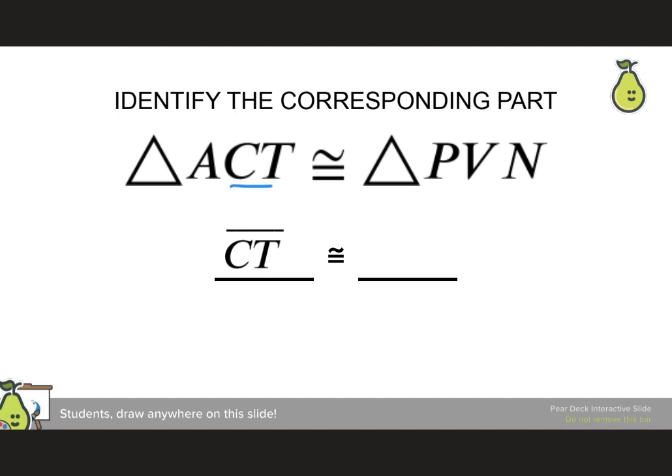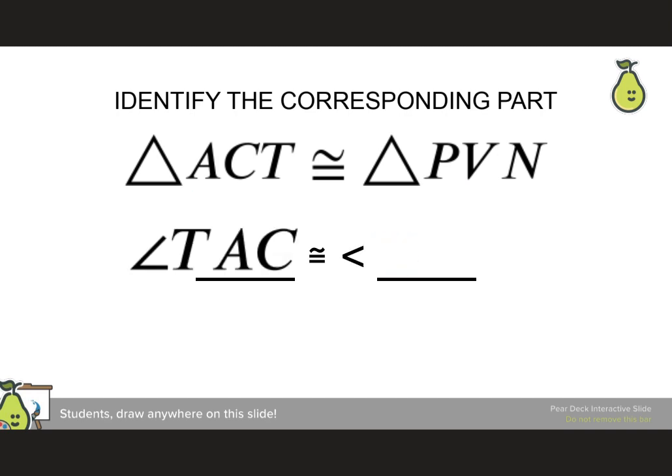CT, that's the last two letters, so that's going to match up with side VN. And notice there's no picture here. It doesn't matter because this statement here is telling me that the triangles are congruent, which means that they have congruent corresponding parts. All right, now we're looking at NP. So NP is going to match up with TA, making sure we're using correct notation. TAC is going to match up with NPV.